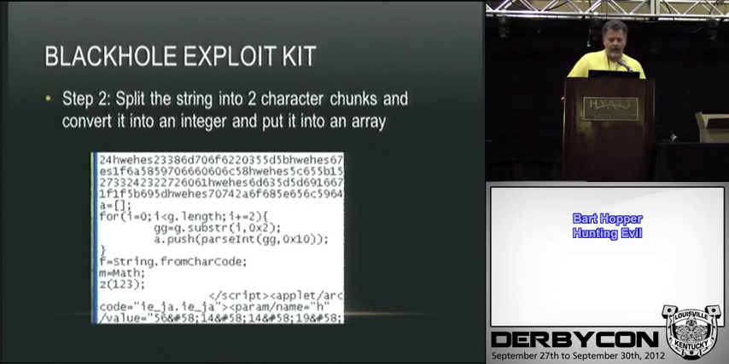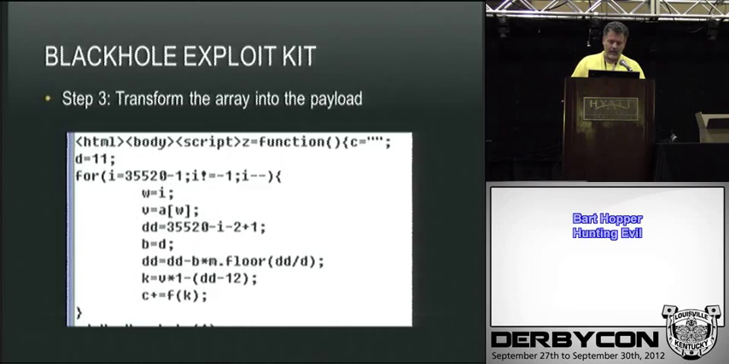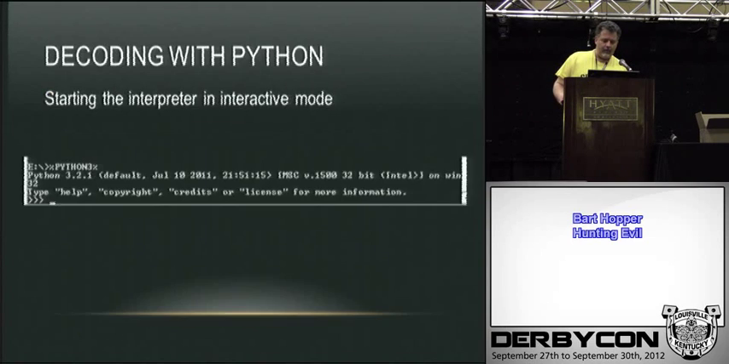Then at the very bottom of the page, we've got a portion where it's breaking up that big chunk into 2-character segments, converting it to base 16 and putting it into an array. The next thing is it's going to transform that array into the actual payload. So how do we do this?